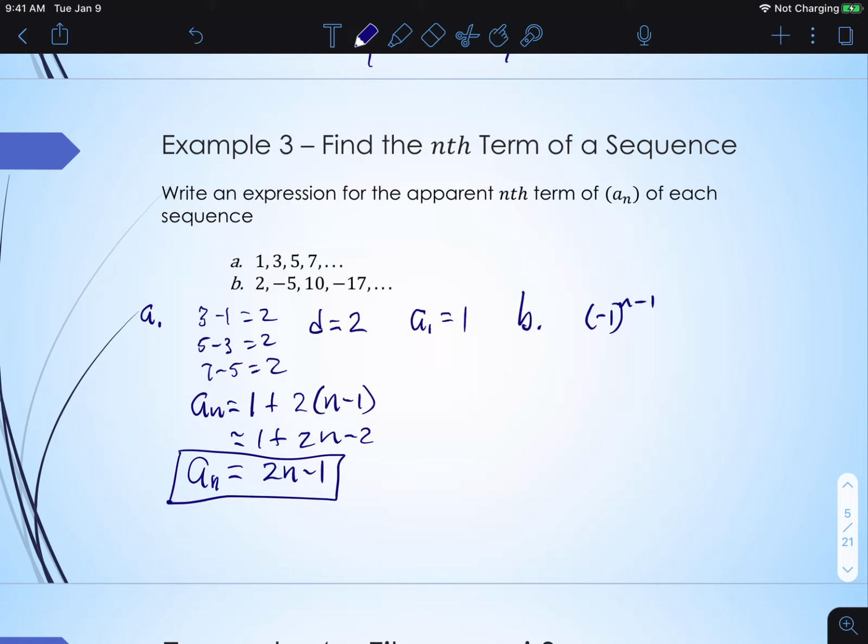So for the second term, let's see if that still works. For when n is 2, 2 minus 1 is 1. Negative 1 to the 1 power is negative. That's why the second term, which is negative 5, is negative. Okay, so we've got that part.